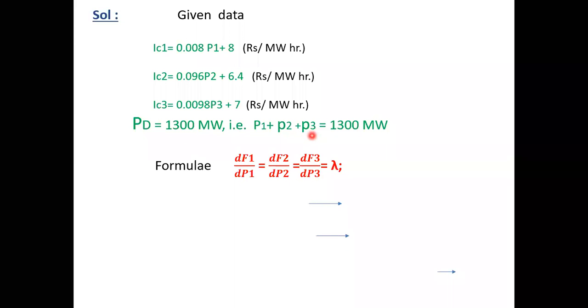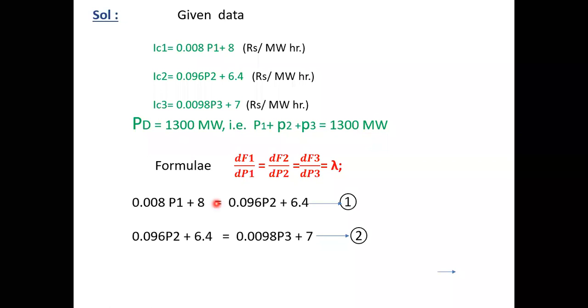We can get one more equation from the demand side, that is P1 plus P2 plus P3 equals 1300 megawatts. So finally we will have three equations and three unknowns. So easily we can calculate P1, P2, P3. These two equations we can get from the direct formula, and one more equation is P1 plus P2 plus P3 equals 1300 megawatts. Just solve these three equations and tell me the answers for P1, P2, P3.